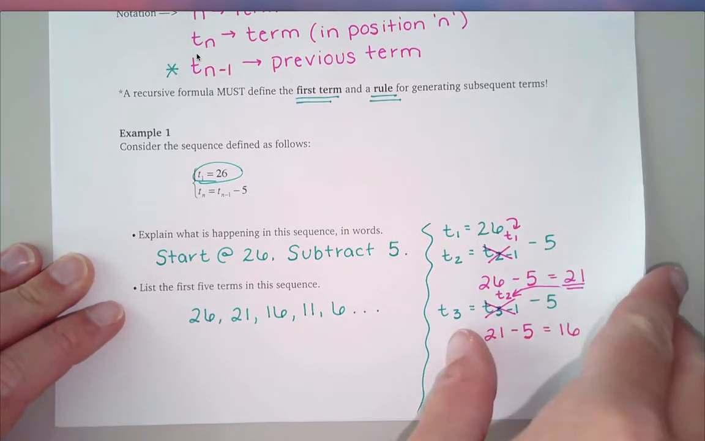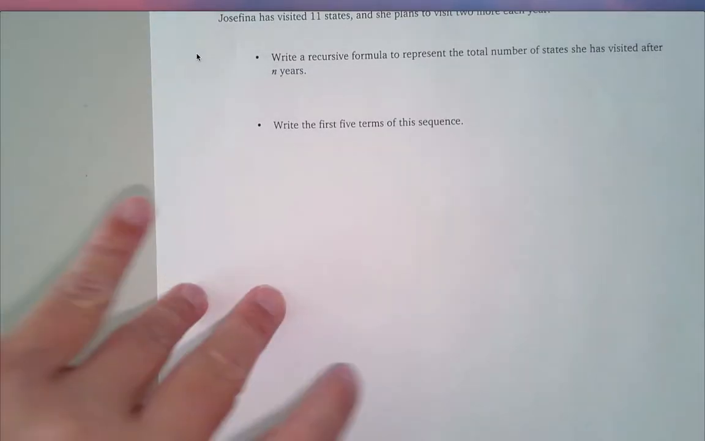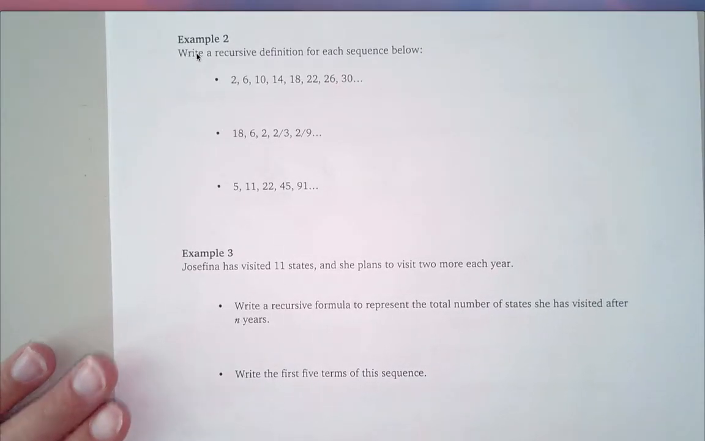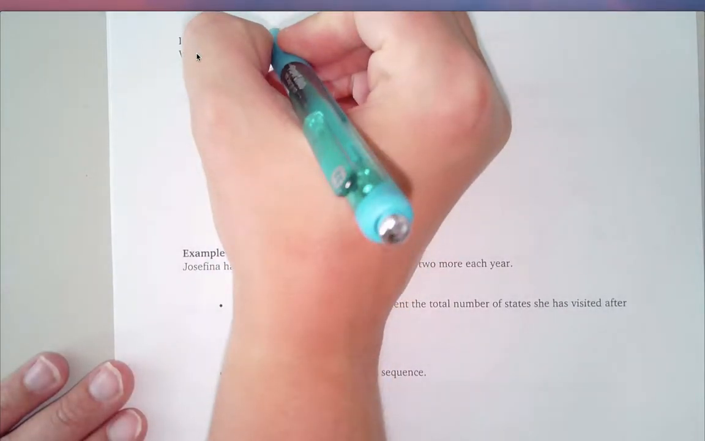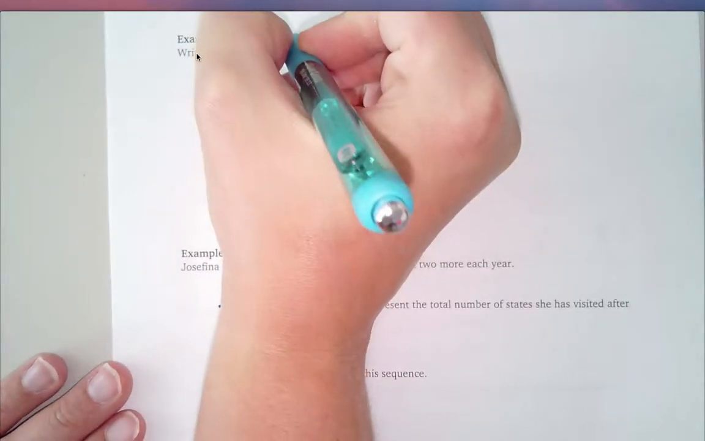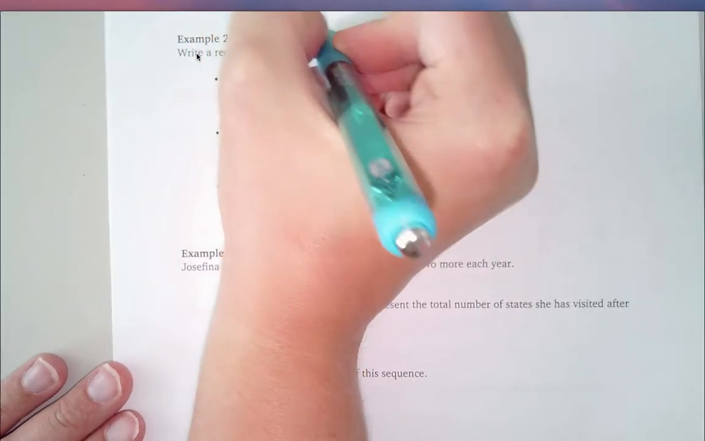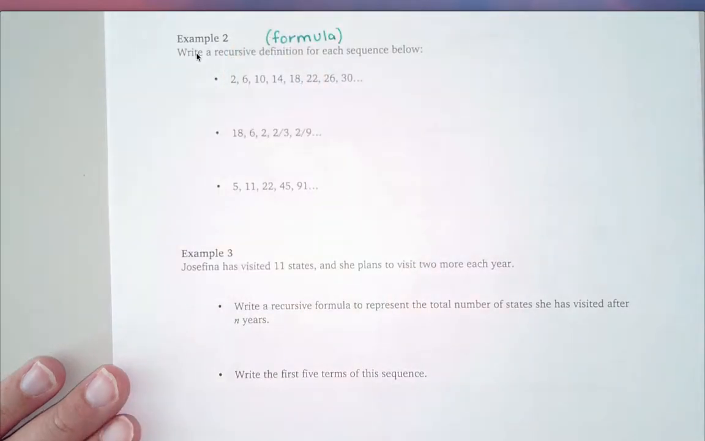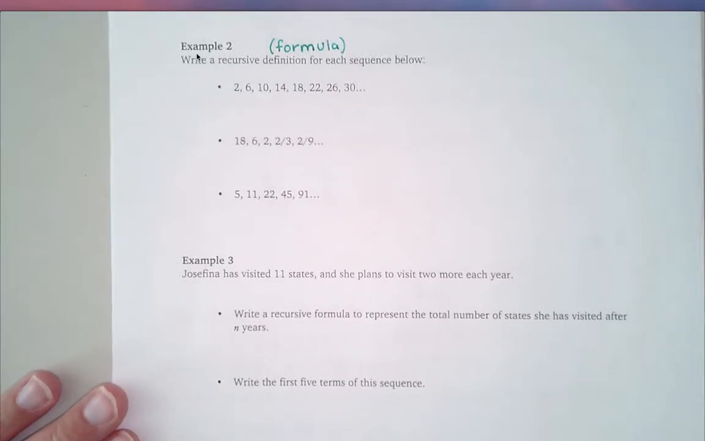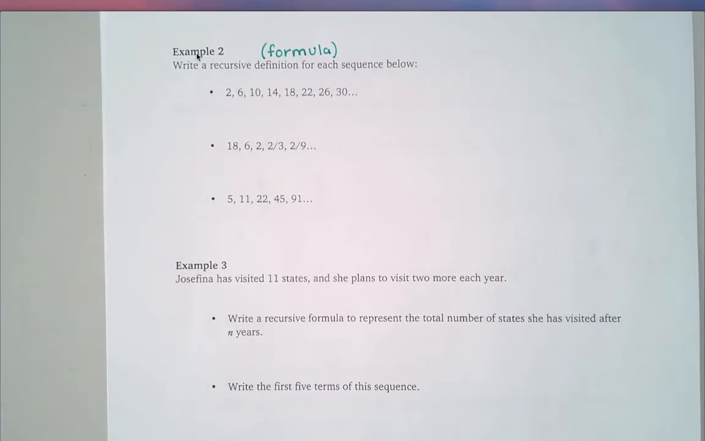Okay, moving on. A couple more examples. So it says, write a recursive definition for each sequence below. That recursive definition and recursive formula are really the same thing. And you're going to see those words kind of used interchangeably. Don't get confused when you see one or the other. Okay, so recursive definition is the same as a formula. And so we want to just say what's happening in each one of these things.